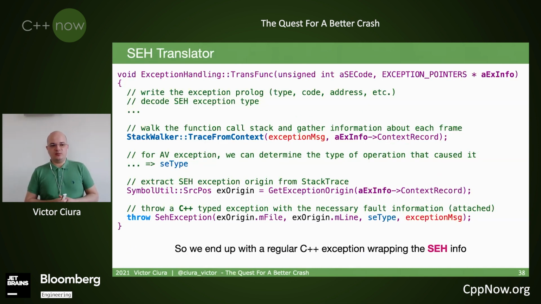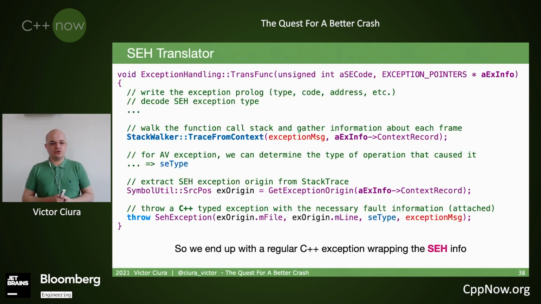Again, we have this helper stack walker that we're going to build, trace from context, and we have the exception message that we're going to build, and we always need a starting point. We need a context record. So again, the context record can be retrieved from the CRT, from this parameter that we receive, exception pointers. And in terms of origin or source location, again, we can retrieve this information from the context record. It's fairly simple.